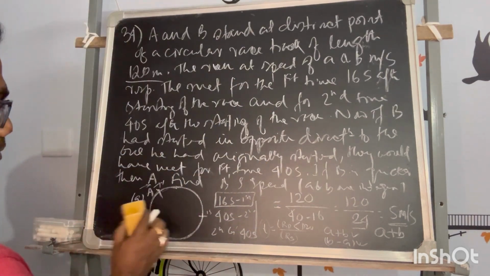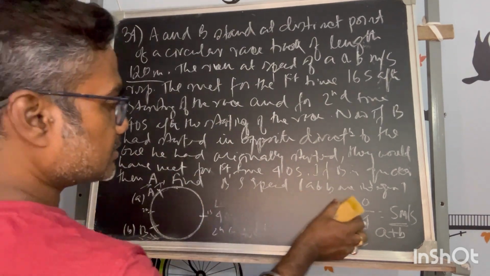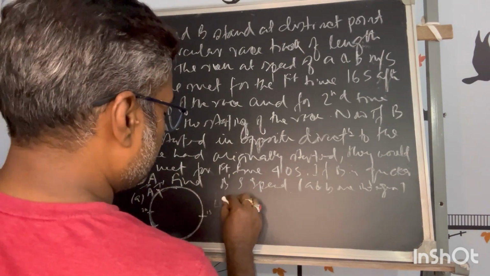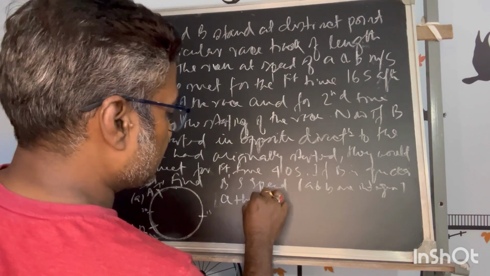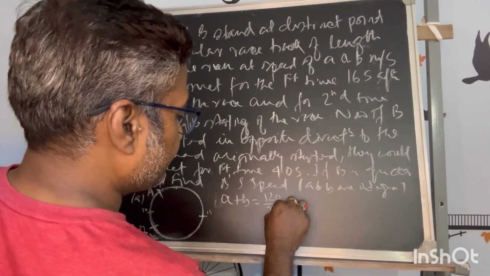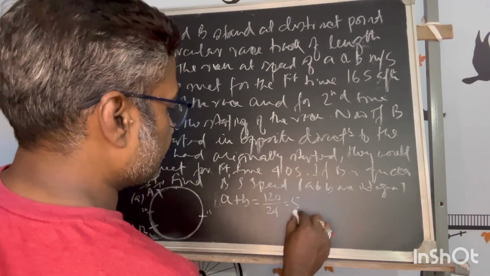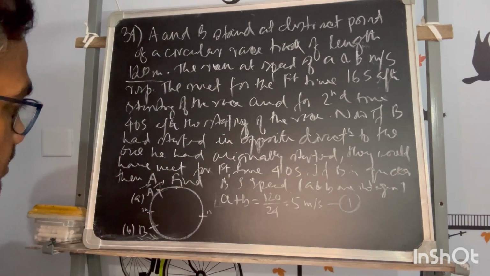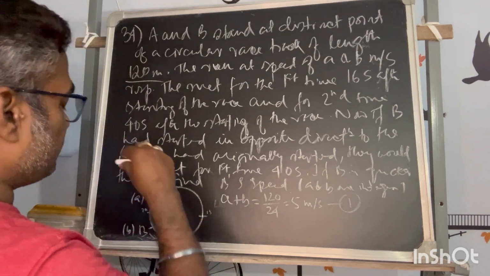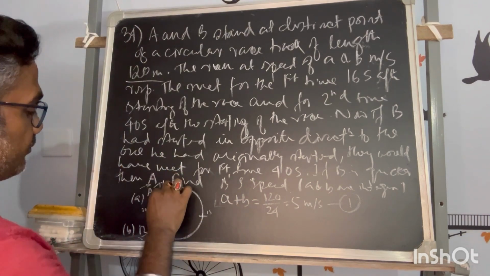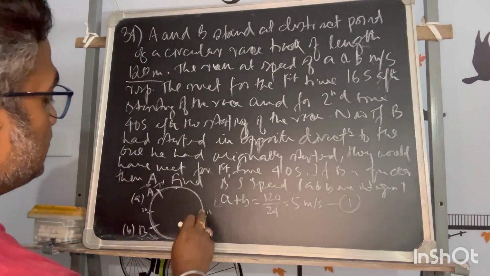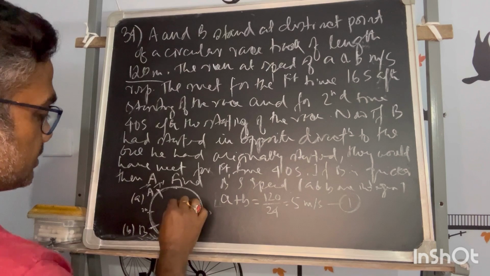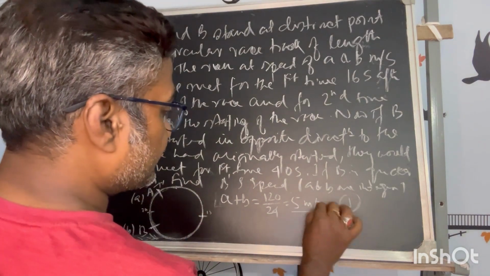We can conclude that in the first case your relative velocity is equal to a plus b, and that value we have calculated as 120 divided by the time for a lap, which is equal to 5. So this is the first equation. For the second case, now I have to establish the relative position of them. They meet for the first time after 16 seconds, and their relative velocity for the first case is 5.